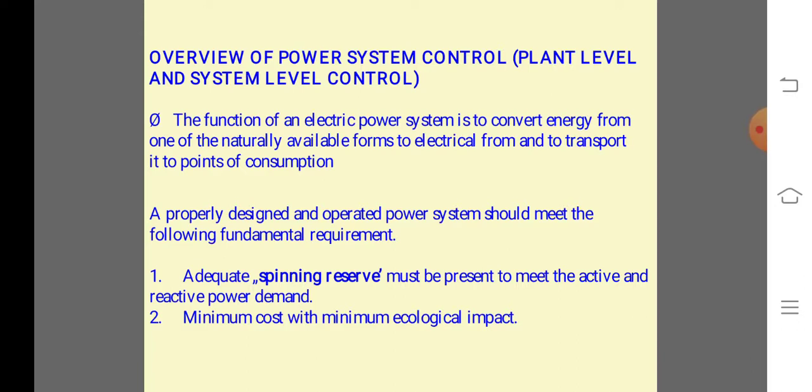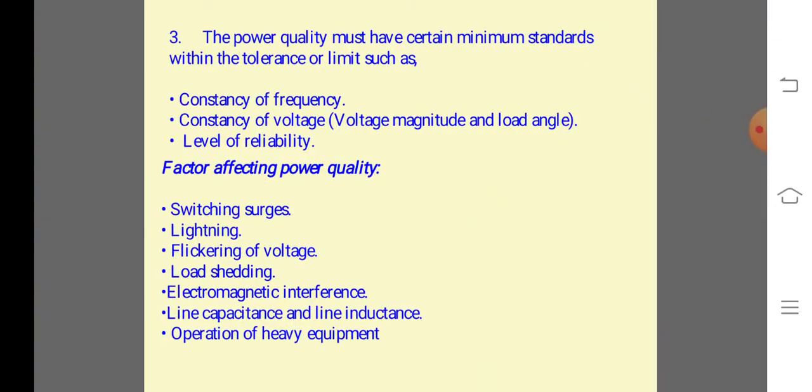Adequate spinning reserve must be present to meet the active and reactive power demand. Minimum cost with minimum ecological impact. The power quality must have certain minimum standards within the tolerance or limits, such as constancy of frequency, constancy of voltage, voltage magnitude and load angles, and level of reliability.